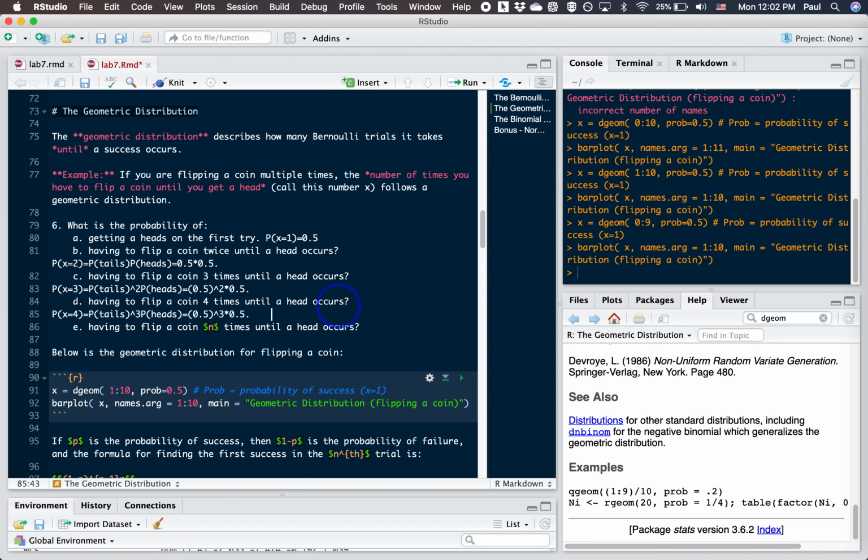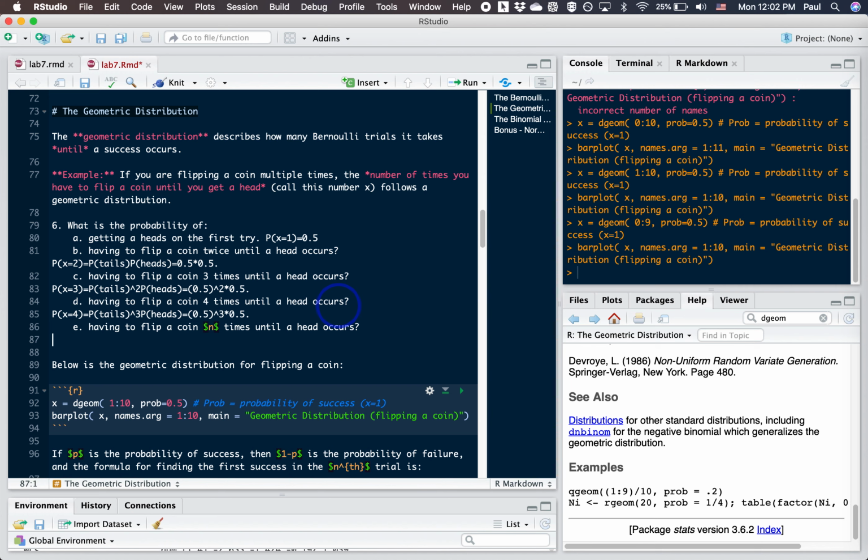Okay, so if we want to generalize this to a formula, this is the formula for a geometric distribution. Probability of x equals n. If n is any number of times, we're looking at the probability of tails n minus 1 times, times the probability of heads. So we see a general formula that arises out of this pattern that we've developed. And so I'm going to plot this here.